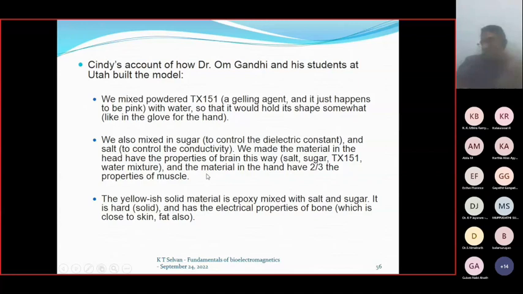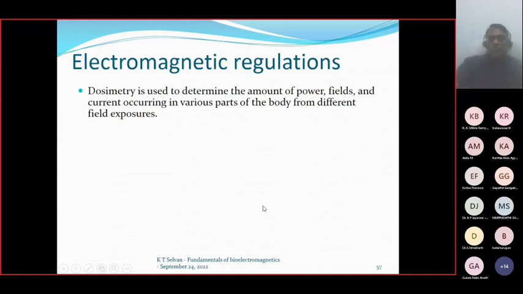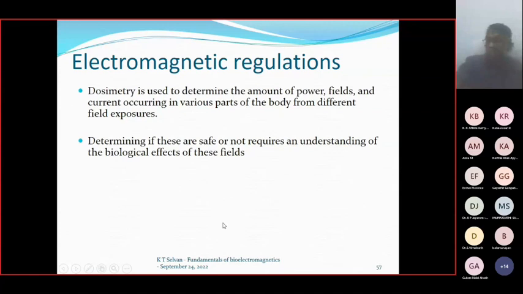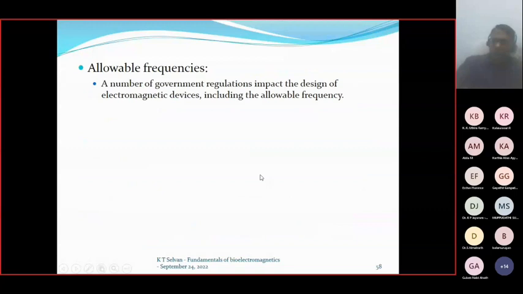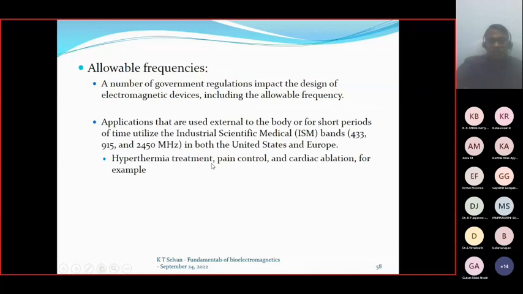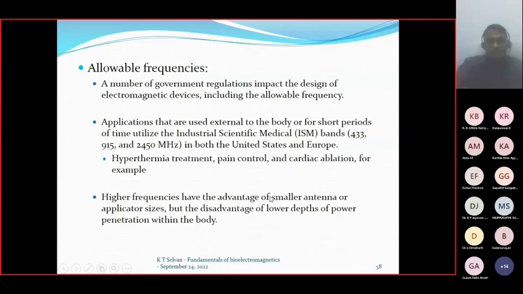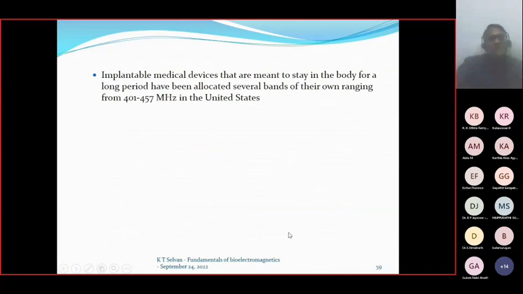So now we have regulations. Why do we have regulations? We use dosimetry to determine the amount of power, fields, and current in various parts of the body. But it is one thing to calculate, it is another to determine if these are safe or not. That requires an understanding of what kind of manifestation these fields have. So how has this been done? A number of government regulations impact the design of electromagnetic devices, including the allowable frequency band. I think I will just skip this. Hopefully you'll be able to have a look at this later.